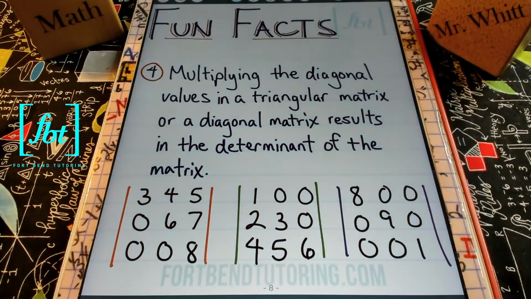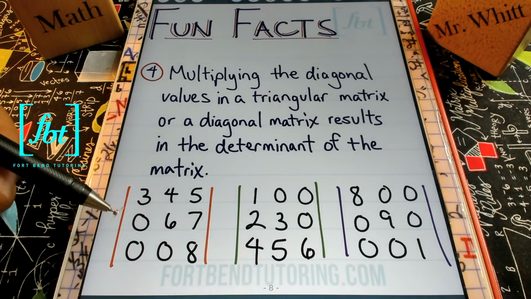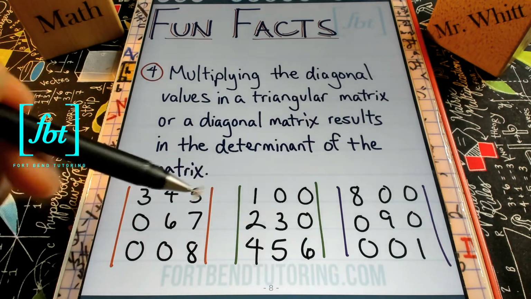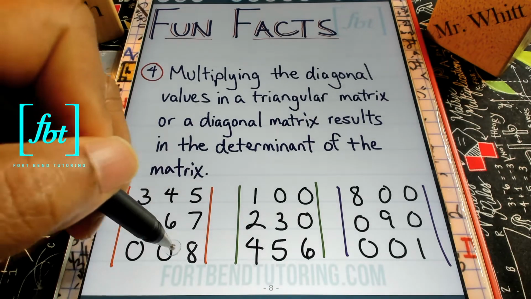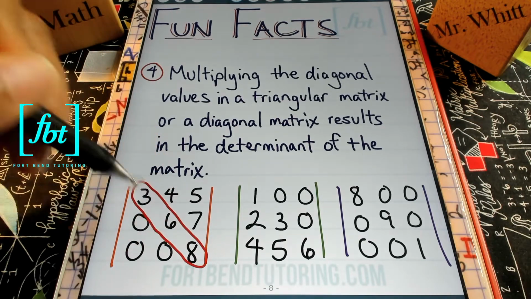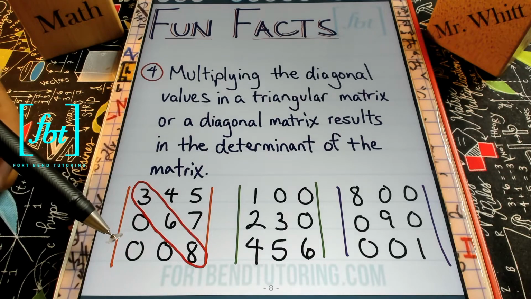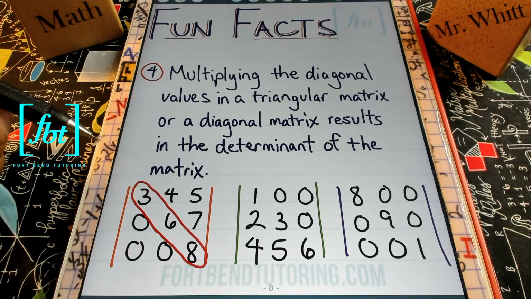So let's go ahead and look at fun fact number 4. Multiplying the diagonal values in a triangular matrix or a diagonal matrix results in the determinant of the matrix. So this is really interesting, guys. Basically, what I'm giving you at the bottom of your screen here are examples of triangular matrices first. Notice that underneath this diagonal here, which is called your main diagonal, you'll have nothing but zeros. This is a triangular matrix.